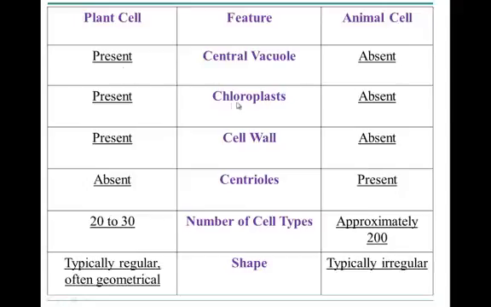lack. A second feature is chloroplasts. Chloroplasts are also organelles. They're membrane-bound structures that contain the green pigment chlorophyll, and plants use them for photosynthesis. So plants have them, animals lack them. A third feature is cell walls. I've already told you this. Plants have cell walls, and you might write right under here, not only are they present, but they're made of cellulose. And animal cells lack cell walls.